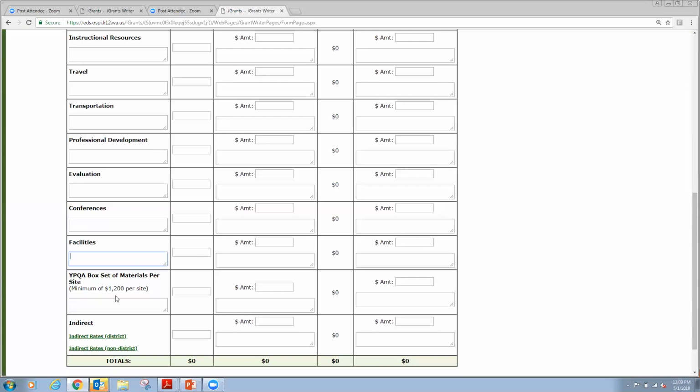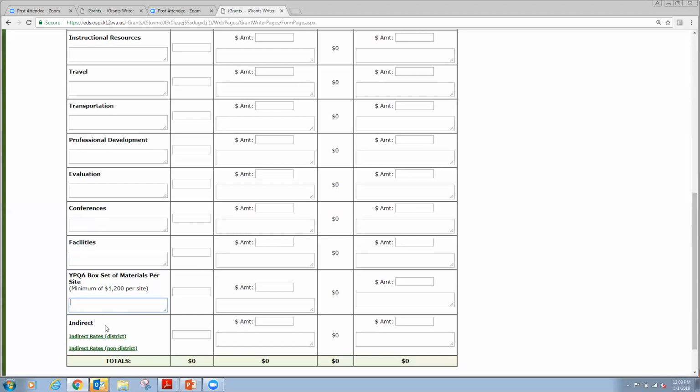And the YPQA box set of materials, this is a minimum of $1,200 per site, and no additional funding will be included in grants. It's something that you need to budget for in your grant. And in the RFP and also in the slides coming up, there is a menu of things that will be included in the YPQA box set of materials.